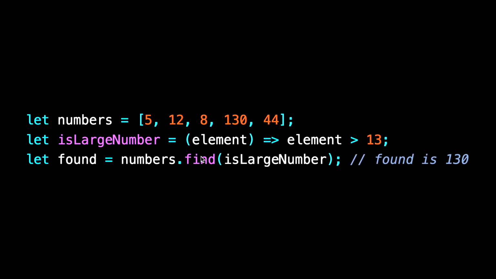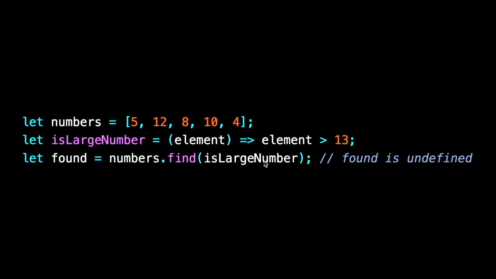While findIndex found the index, find is going to return the actual element. So it's going to find that this number, 130, is over 13, and so it's going to return 130. findIndex would return -1 if it's not found. Find returns undefined if it's not found.